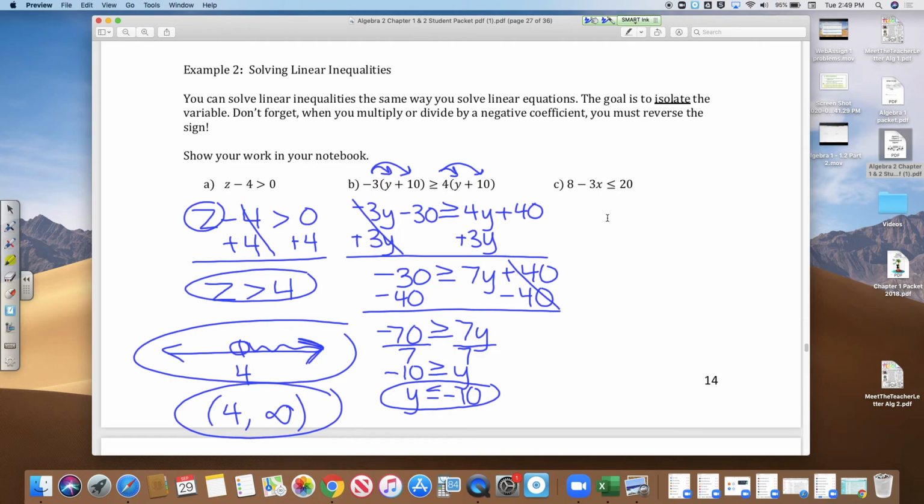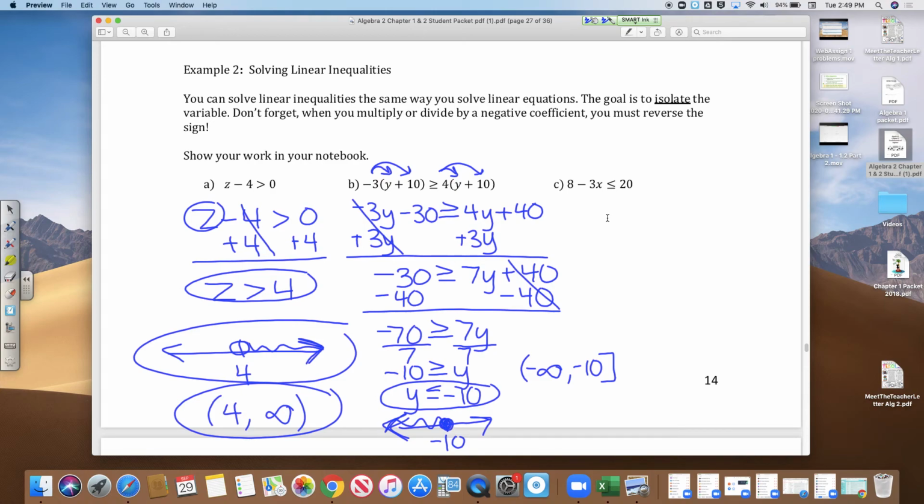The next answer, here's my graph. I would need negative 10 on here. It's going to be a closed circle since it's less than or equal to, and the answers are everything to the left. And then my interval notation, the graph is pointing to negative infinity, so that would be the first thing I write, and then negative 10 with a square bracket as my end of my interval notation there.